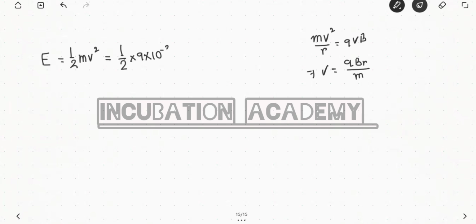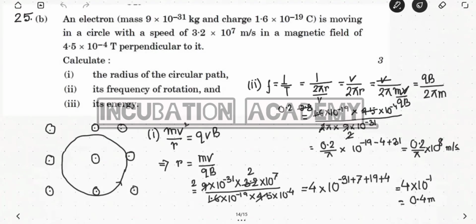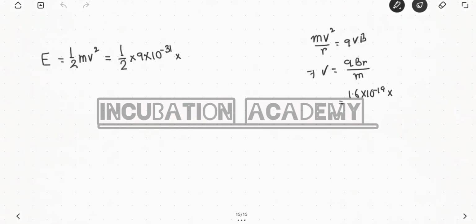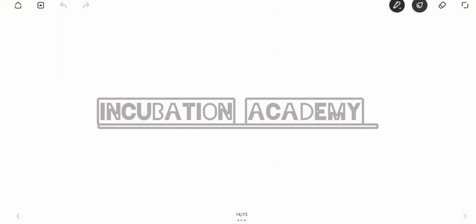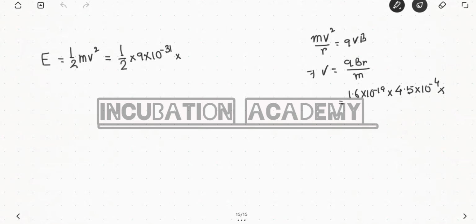So 9.1 into 10 to the power minus 31 multiplied by qBr by m. What is q? q is 1.6 into 10 to the power minus 19. What is the value of the magnetic field? Magnetic field is 4.5 into 10 to the power minus 4. What is the value of the radius? The radius we have calculated is 0.4 meter, that is 4 into 10 to the power minus 1.